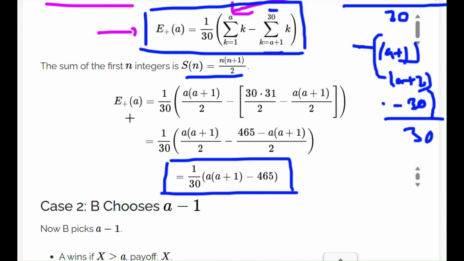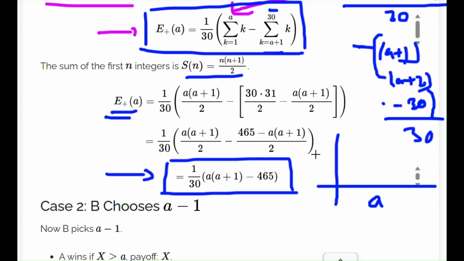Now the thing to note here is that E plus A, which is this expression, increases with A. So if I have A on, let's say, the x-axis, and E_A, the expected payoff for this case, on the y-axis, increasing A would increase the payoff value, because increasing A would increase this part of the expression, A plus 1, and the other part is just a constant. So increasing A would increase this expected value.